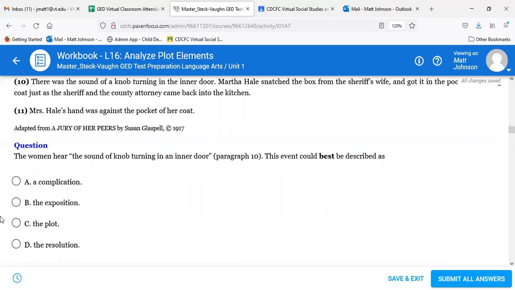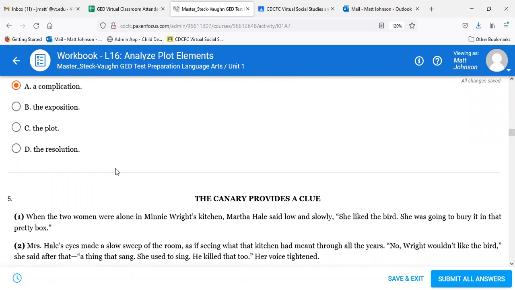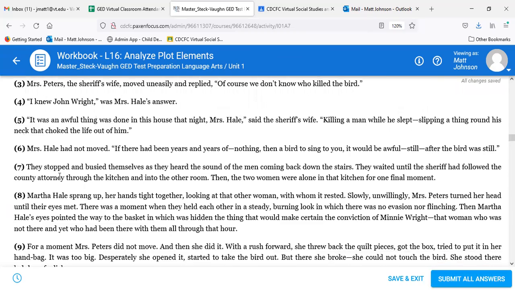Is it B? It's A, right? It's a complication, because now they're worried they're going to get caught, right? There's that moment of tension, like what's going on? So A, when they hear that turn, that's a complication. That's throwing another struggle towards them.